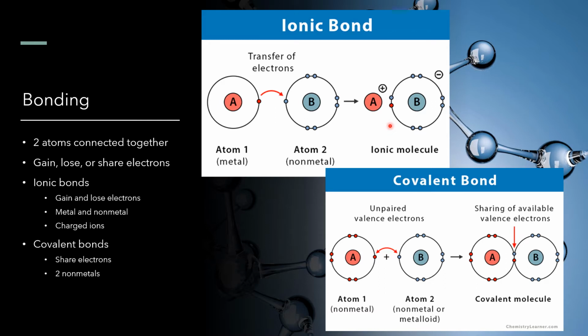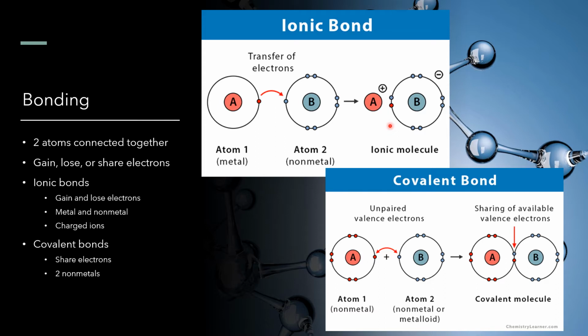In a covalent bond, we're looking at sharing electrons. This is a bond that would happen between two nonmetals. So the ionic bond is between a metal and a nonmetal. In a covalent bond, you're going to see two nonmetals. So a nonmetal and a nonmetal, or a nonmetal and a metalloid.